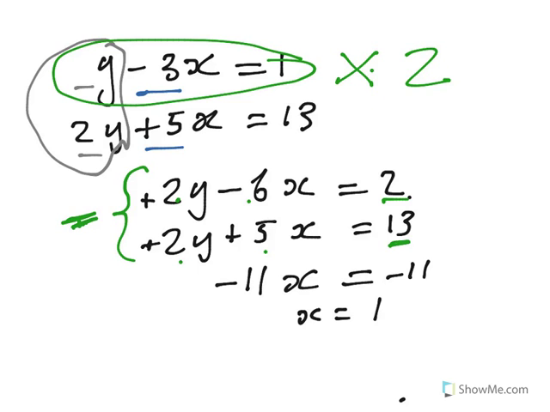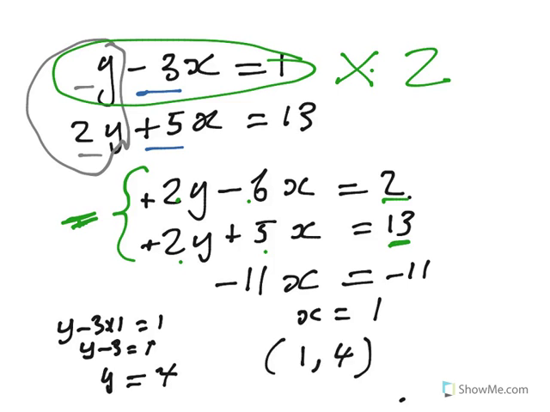So to find y, we substitute it back into one of those. I'll only use the top one. So I've got y minus 3 times 1 equals 1, so y minus 3 equals 1, add 3 to both sides, and y equals 4. So 1 and 4 is the point of intersection.